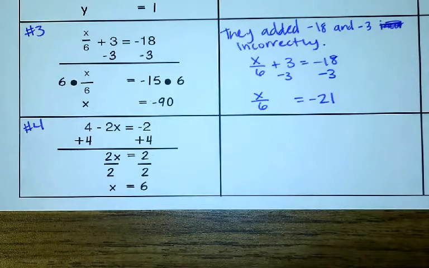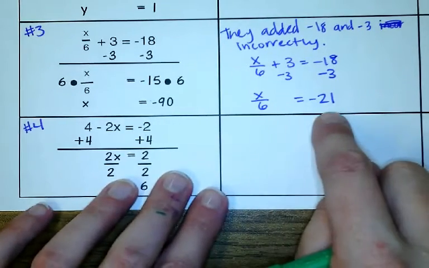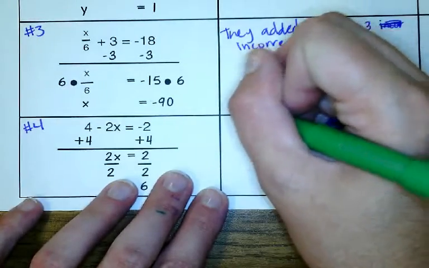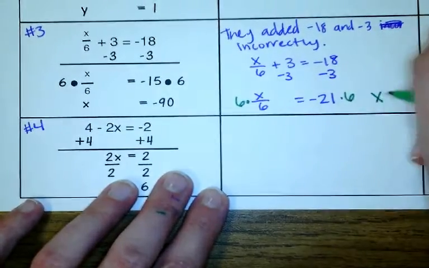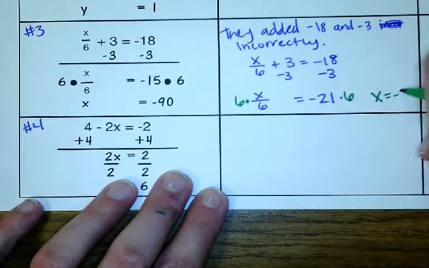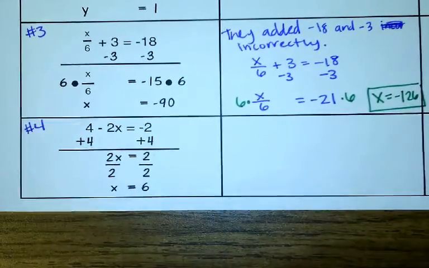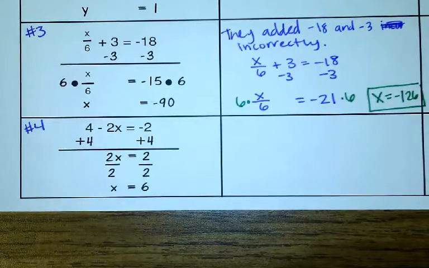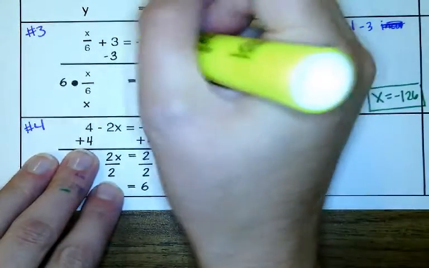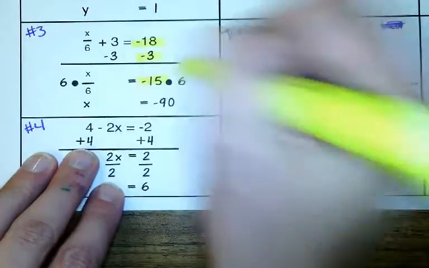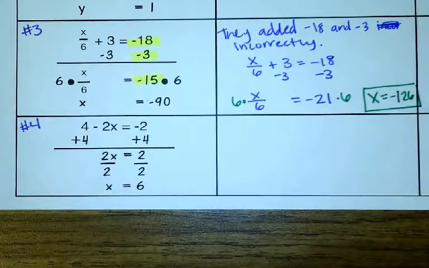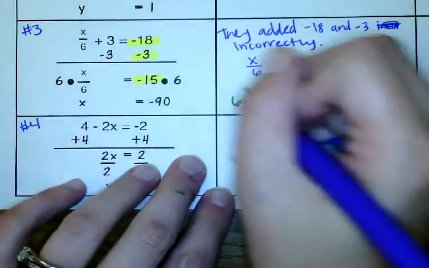So now that we have this, Ian, what are we going to do? How do we find the actual right answer? We don't know what x is equal to. Multiply both sides by 6. So my x is going to be equal to negative 126. Okay? So if I was going to highlight the mistake, I would highlight it right here, right? Negative 18 minus 3 is not negative 15, right? It is negative 21. All right? You guys feel pretty good about that?